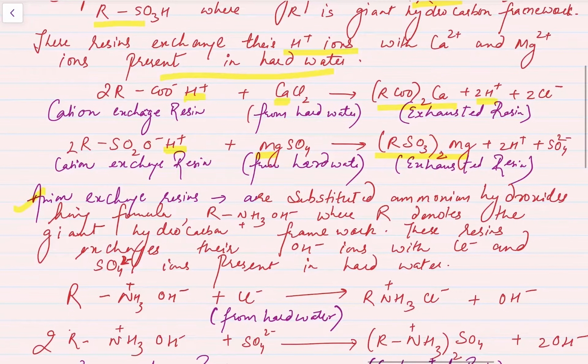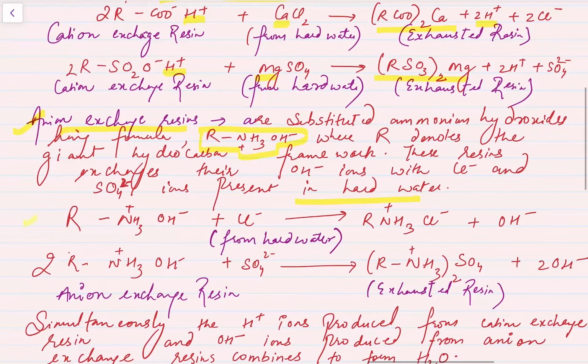Now let us talk about the anion exchange reagent. Anion exchange reagents are substituted ammonium hydroxide having the formula RNH3 positive and OH negative, right? Where R denotes the giant hydrocarbon framework. These reagents exchange their OH negative ions with chloride, Cl negative, and sulfate ions which are present in the hard water. So you can see the reaction.